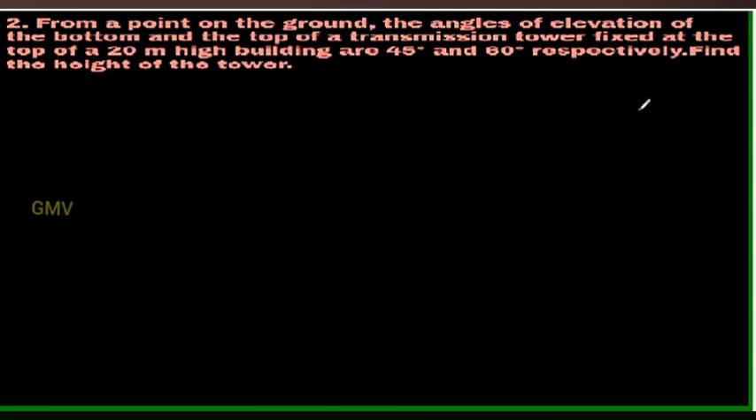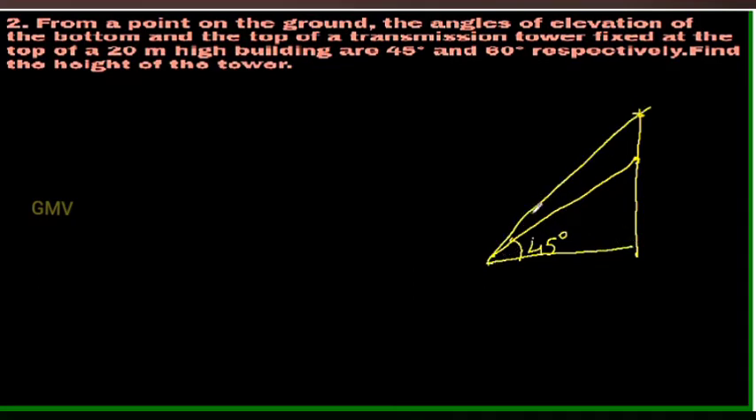So there is a transmission tower. This transmission tower is on a building. So let this be a building and there is a tower on this building. From a point on the ground, from this point, the angle of elevation of the bottom of the tower is 45 degree, and the angle of elevation of the top of the tower is 60 degree.